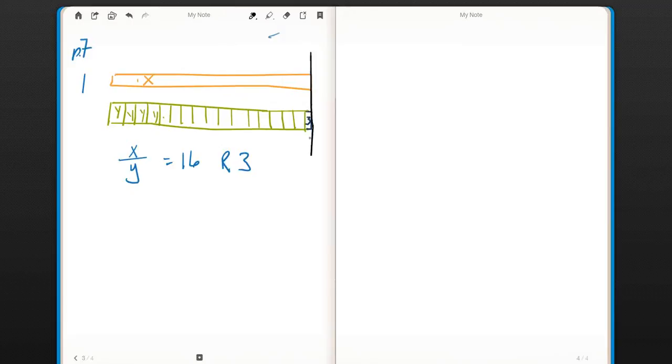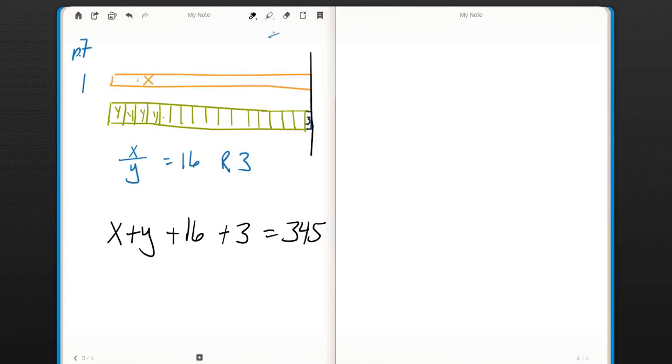Then it tells us the sum of the two numbers. So if I add x and y, the quotient, that's the word for the answer to a division problem, that's 16, and the remainder, the sum is 345. So that's our starting place with this.